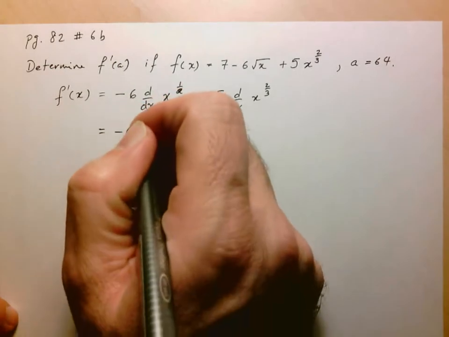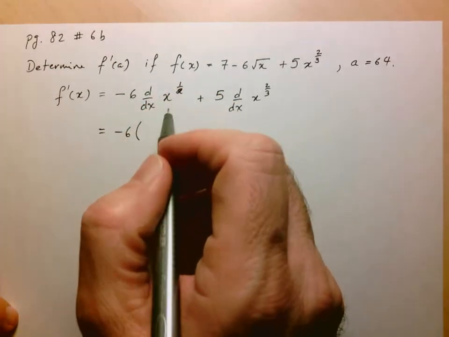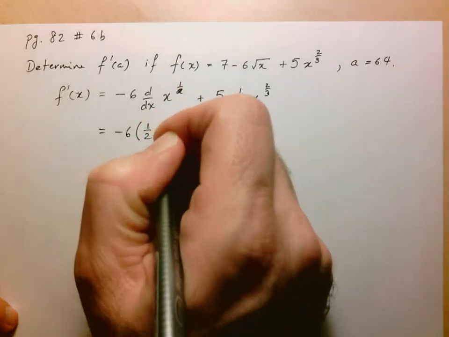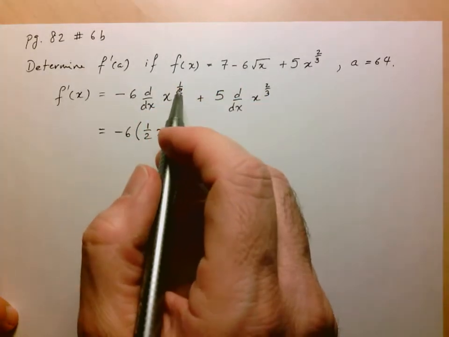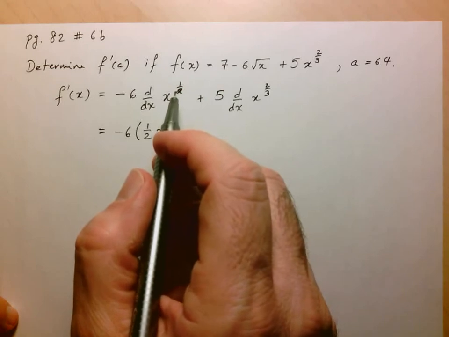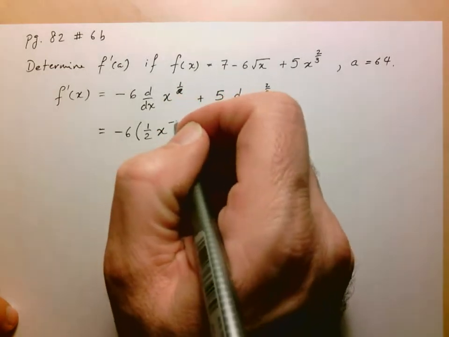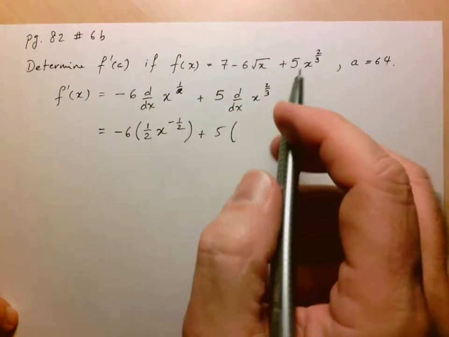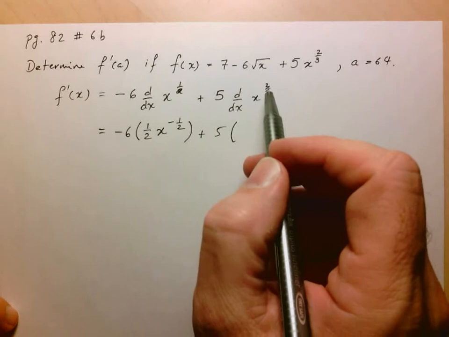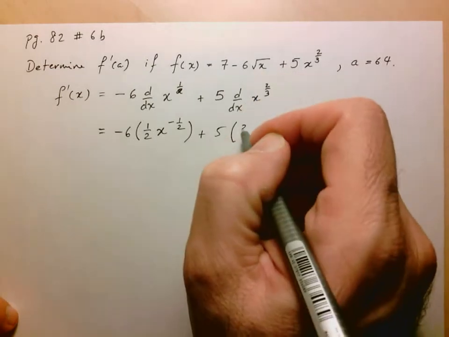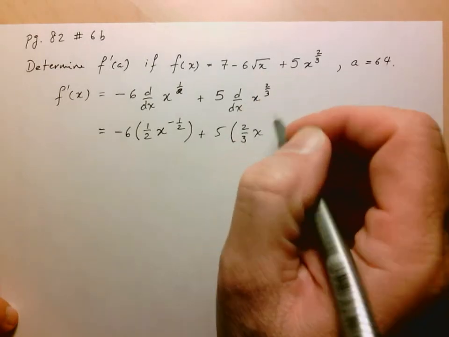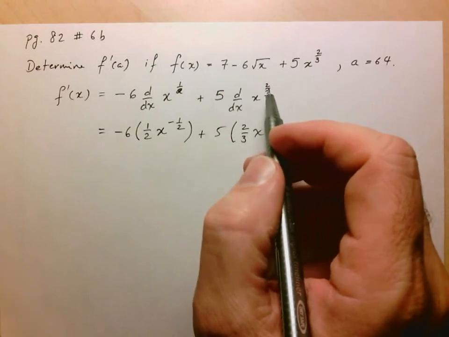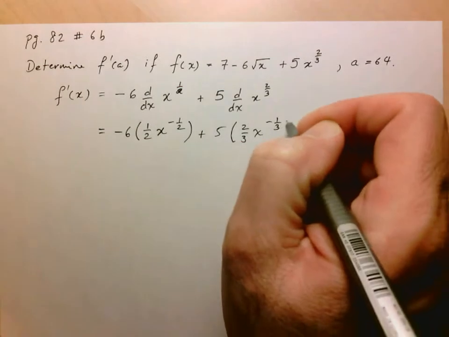So negative 6 times the derivative of x to the 1/2. Remember, the exponent becomes the coefficient, 1/2 times x, and we have to subtract 1 from the original exponent. So 1/2 minus 1 is negative 1/2. Plus 5 times, again we have a power of x, so the 2/3 becomes our coefficient, and then our exponent goes down by 1, so 2/3 minus 1 is negative 1/3.